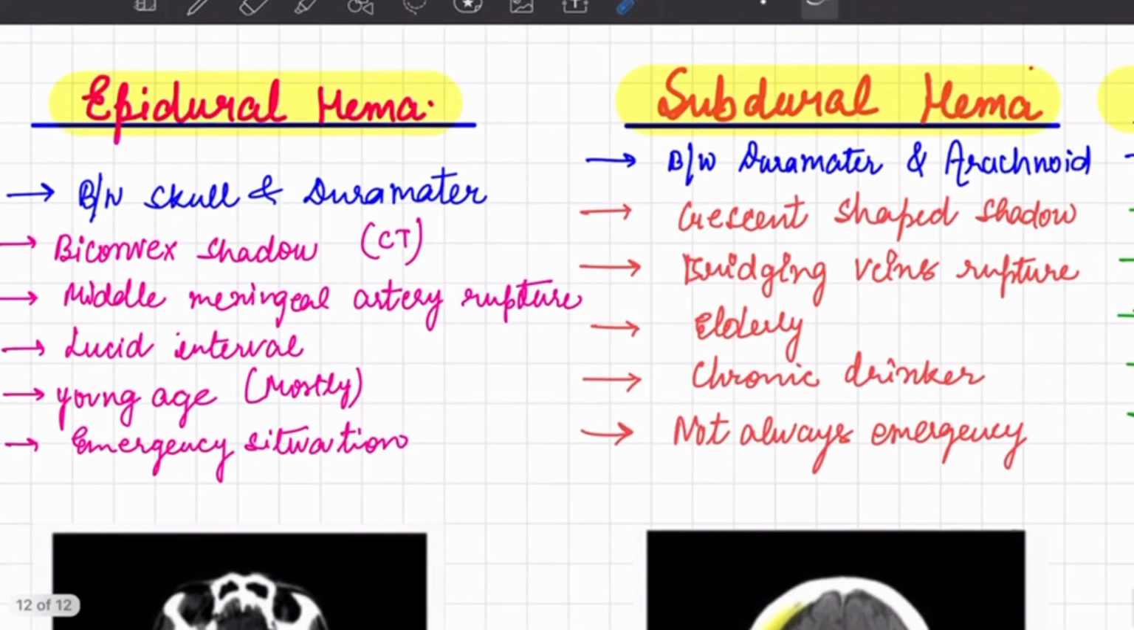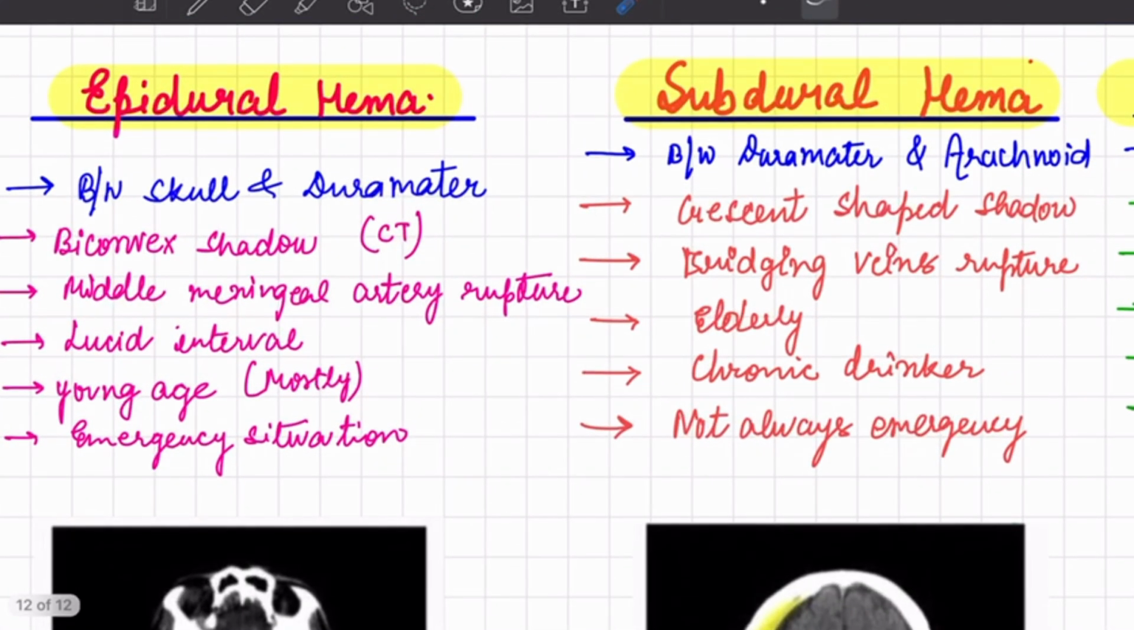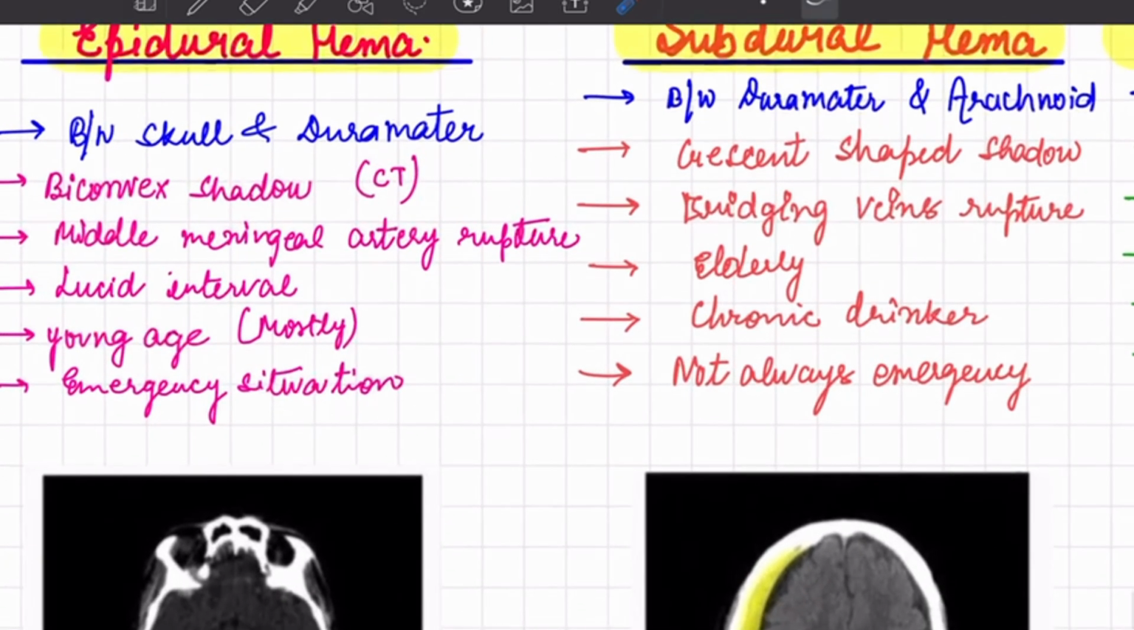Basically, epidural, as the name suggests, must be above the dura mater. Epi means above. So the location of this hematoma is generally between the skull and dura mater. After that we will discuss the CT scan appearance.